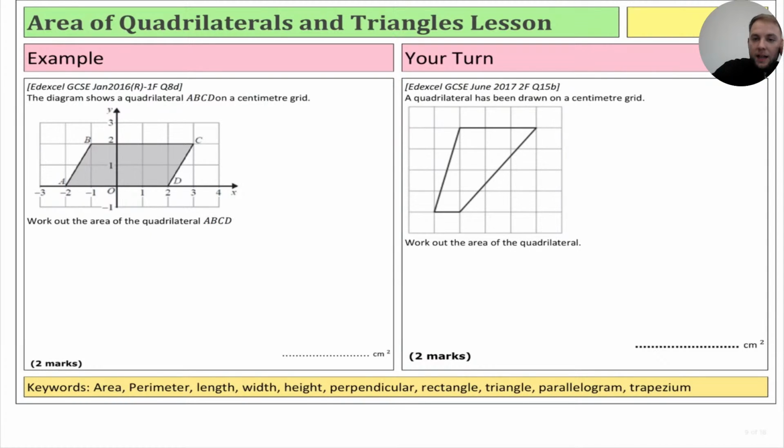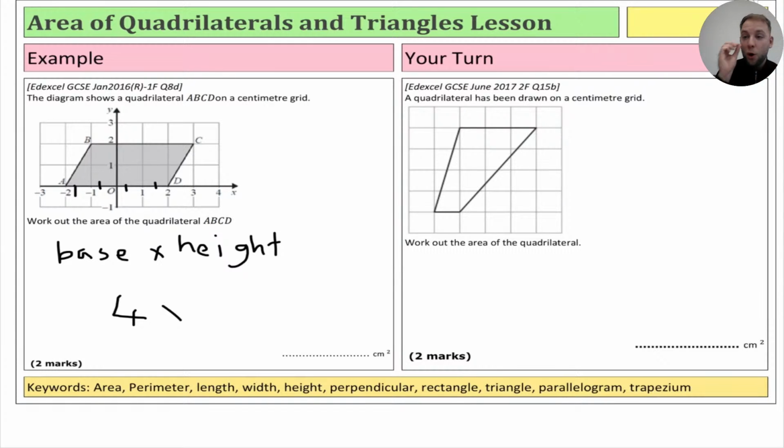Alright, so with this one here, remember the area of a parallelogram is just the base times by the perpendicular height. And in this case, the base is 1, 2, 3, 4 across. So it's going to be 4 times by, now it's the perpendicular height which is important here, which is going to be this one here. And that's 2 height, so it's going to be 4 times by 2, which is equal to 8 centimetres squared, because the parallelogram is base times by perpendicular height.